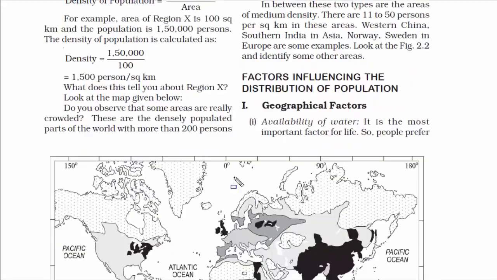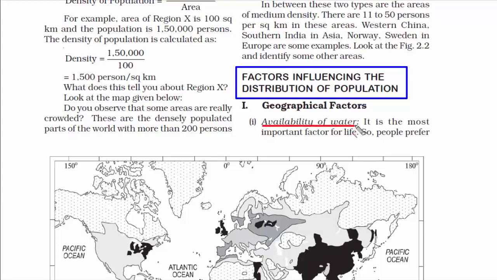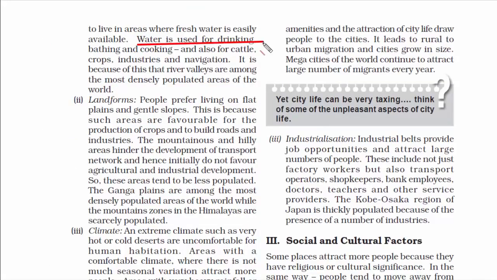Moving on to the next topic, factors influencing the distribution of population. There are some reasons behind population distribution. They are usually related to geographical, economic, and socio-cultural factors. Let's quickly begin with geographical factors. These are something we humans have no control over whatsoever, like the availability of water. Water is used for almost everything and by everyone, such as drinking, bathing, cooking, growing crops, industrial and navigational purposes. And that's why you will notice that river valleys are among the most densely populated areas of the world.